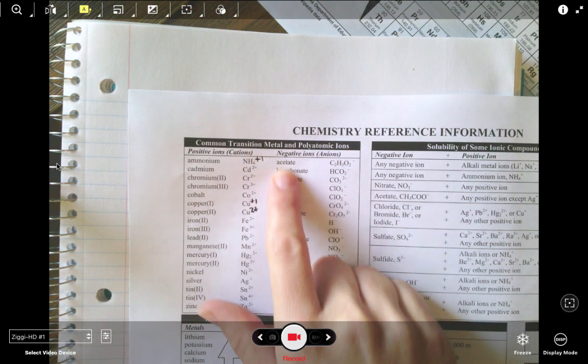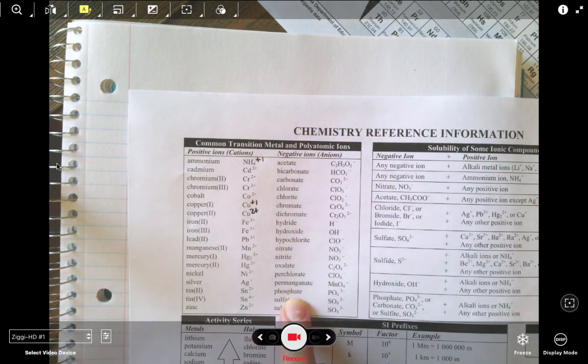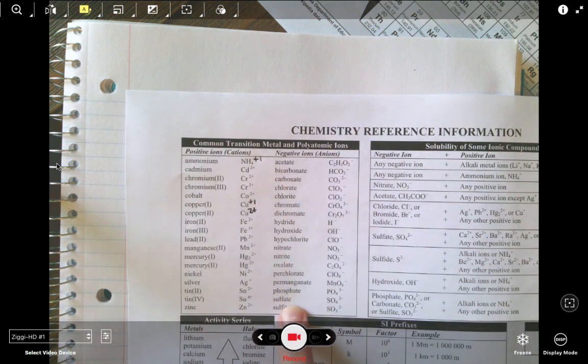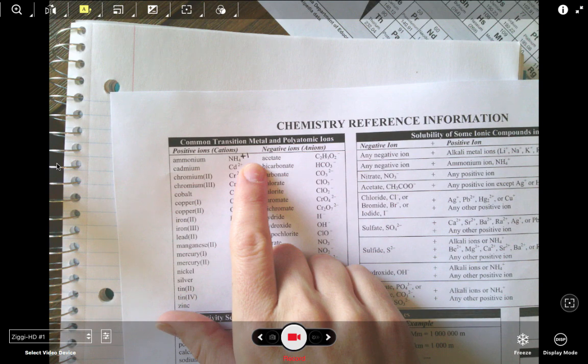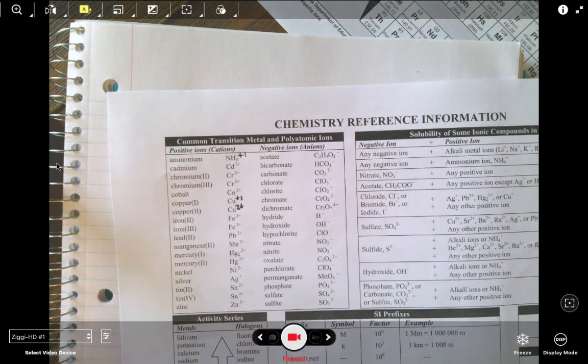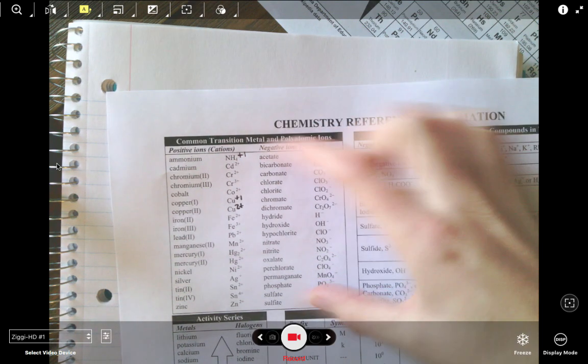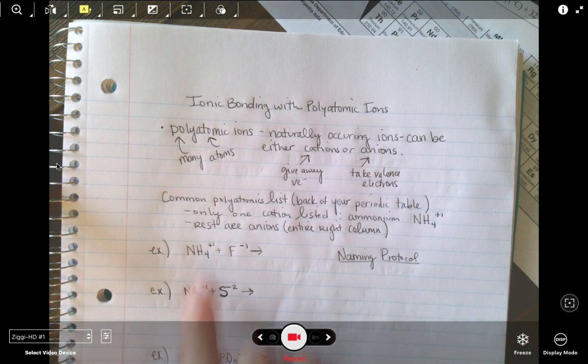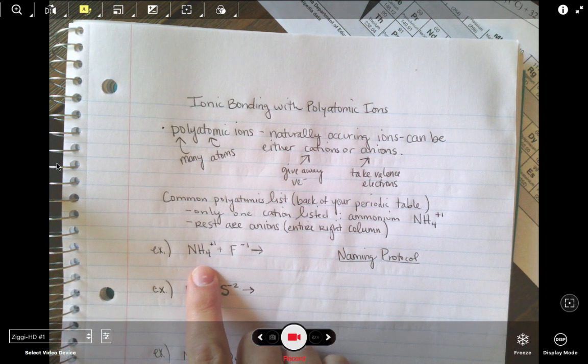The entire right-hand column in this box, negative ions, which are anions, these are all polyatomic anions. So we're going to be using a couple of these as an example. I'll use ammonium as an example, and I'll show you how to create an ionic bond with polyatomic ions. There's a couple of tricks to it. So I'm going to be using these in your problems. All right, so let's start with the first problem.